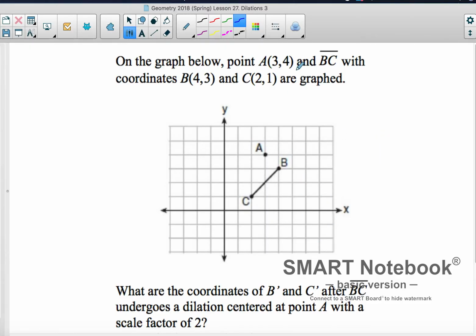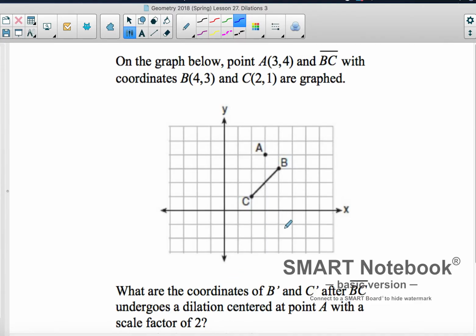It says on the graph below, we've got these points. A is 3, 4, and then there's this line BC, and we've connected them with a line segment rather. So what are the coordinates of B prime, C prime after BC undergoes a dilation centered at point A with scale factor of 2?